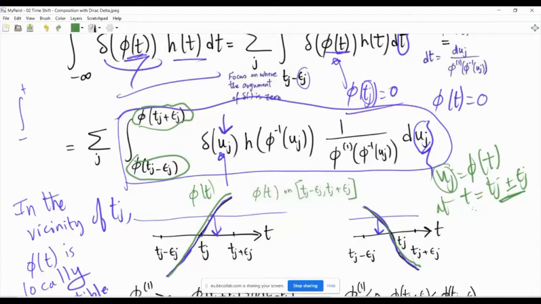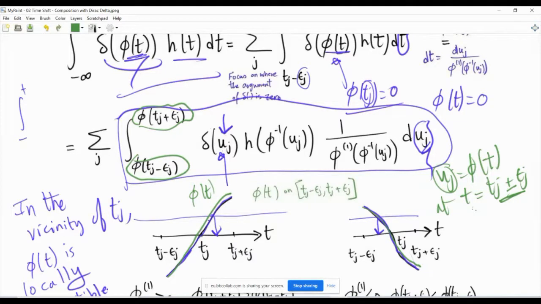So if you do the substitution u is equal to phi of t, then the end points of your integration limits, the lower and upper integration limits, will become, one of them positive and the other negative. And again, this is thanks to the assumption. If you do not assume that phi is differentiable and that its first derivative is continuous, you cannot make such an argument. But because phi of t is continuously differentiable, then we can do this.